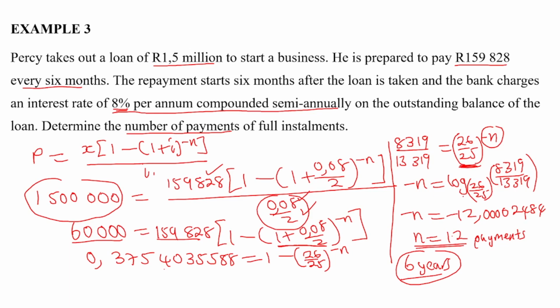Also on this part, remember how you can use a calculator that does not have this function. If you don't have this function, it will become log 8319 over 13319 divided by log 26 over 25. You'll get the same answer.